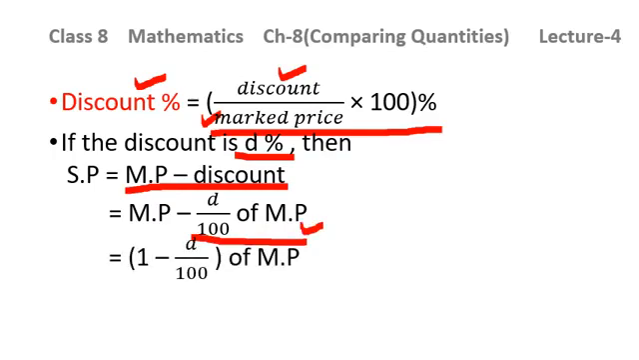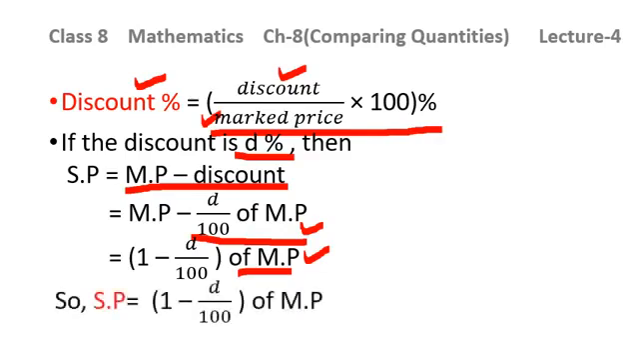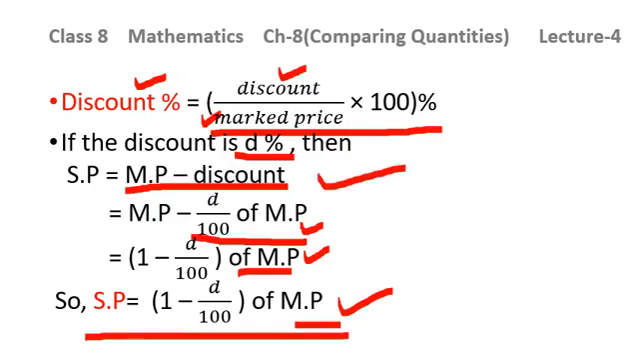Then MP we have taken common and written outside, so it will be 1 minus D over 100 into MP. So the formula will be SP is equal to 1 minus D over 100 into MP. You can use this formula or you can use the previous formula, but if discount is given to you in percentage, then you need to calculate D% of MP. Okay, so SP is given by 1 minus D over 100 into MP.